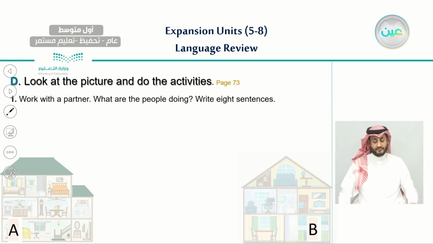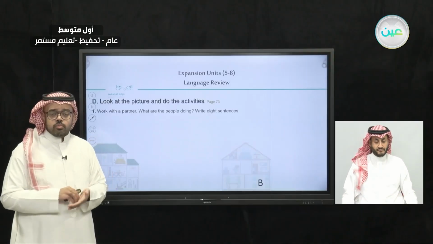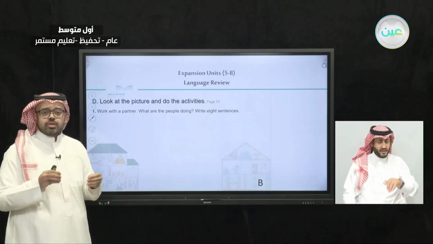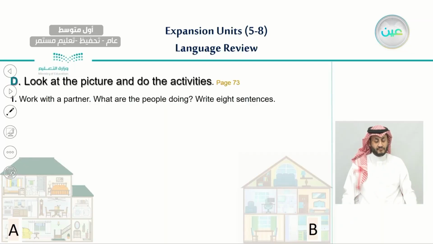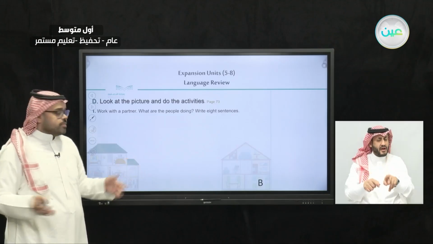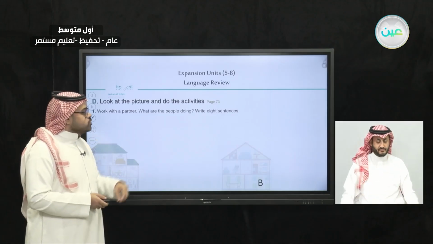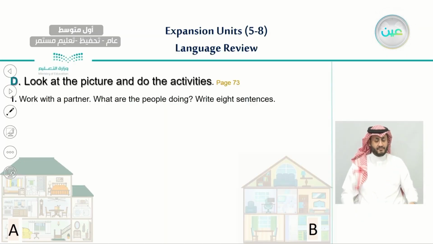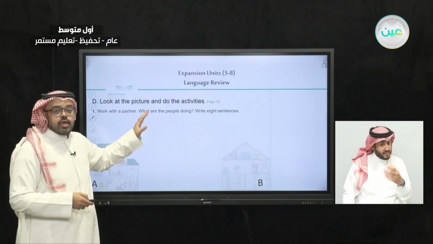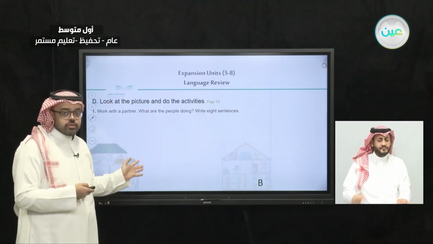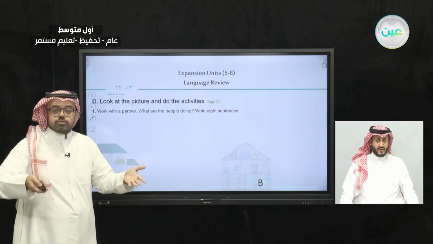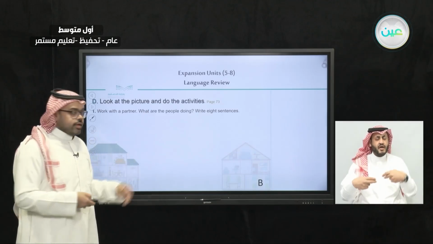In each of these houses there is someone who is doing something. So let's try to find out what each person is doing. With a partner, maybe a family member or a friend or a classmate, what are the people doing? Write 8 sentences. Here I have written 8 sentences for you. You can write them down, or you can also have more sentences like this.